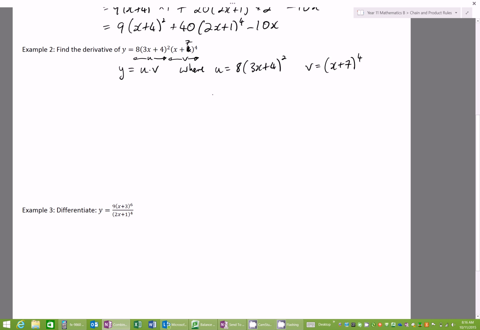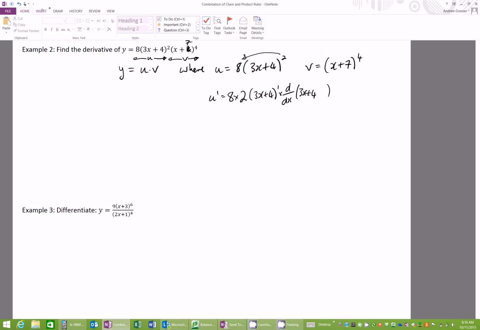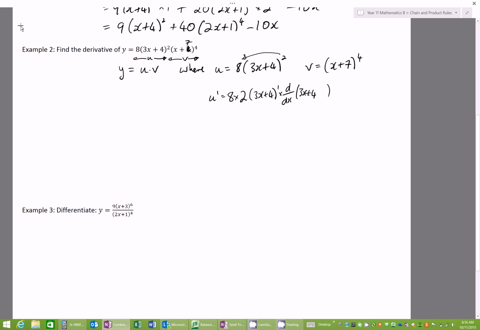I'll find u dash and v dash like normal. So u dash will be 8 times the power, so 8 times 2, and then reduce the power by 1, so to the power 1, times the derivative of 3x plus 4. And we'll do the same thing to v.